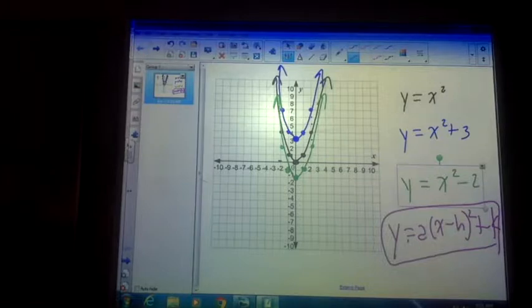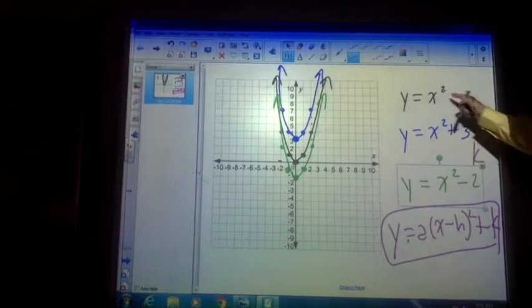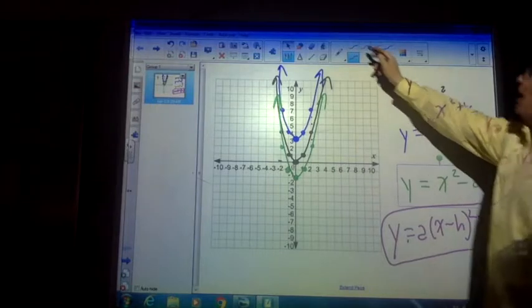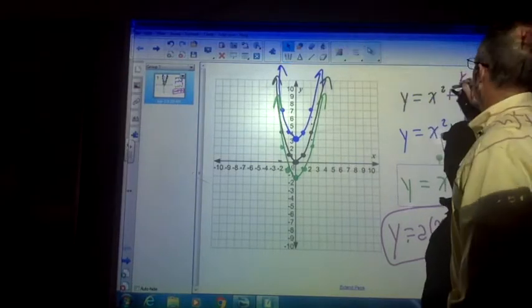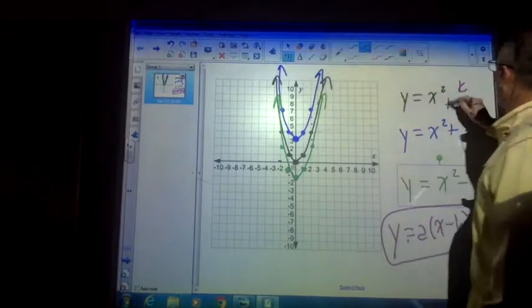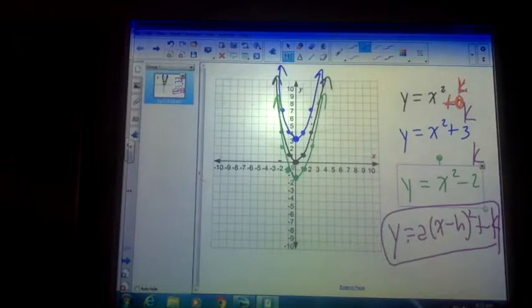Okay, so right now, all of these dealt with a k value. What's the k value of this top one, would you think? 0, yeah. I could put a plus 0, and that's my k value. So my k value is either added or subtracted outside of it.